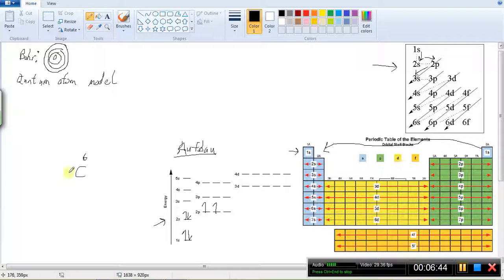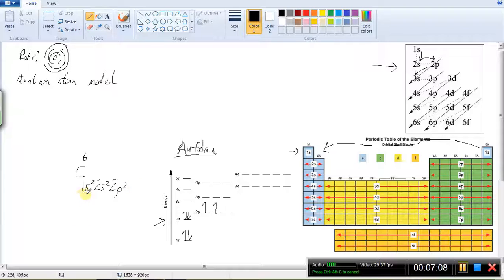So the last thing we would do to finish this up, instead of drawing out this whole chart, to easily communicate the electron configuration of any atom, we write it like this. We write 1s2, 2s2, you can probably guess 2p2.